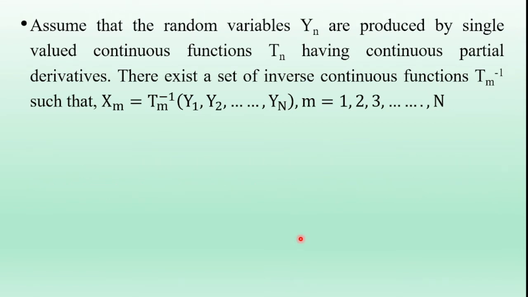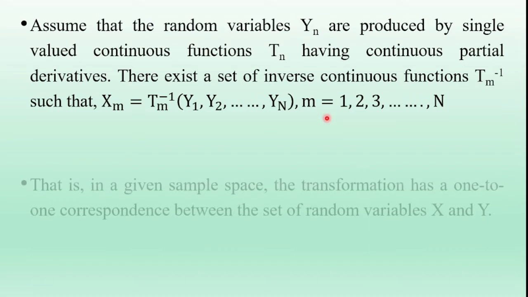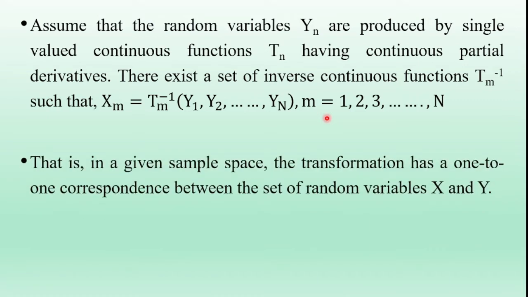Assume that the random variables Y_n are produced by single valued continuous functions T suffix n. T suffix n is the transformation having continuous partial derivatives. There exists a set of inverse continuous functions T_m power minus 1 such that X_m is equal to T_m power minus 1 of Y1, Y2, Y3 and so on up to YN, where m is equal to 1, 2, 3 and so on up to capital N. That is, in a given sample space, the transformation has a one-to-one correspondence between the sets of random variables X and Y.